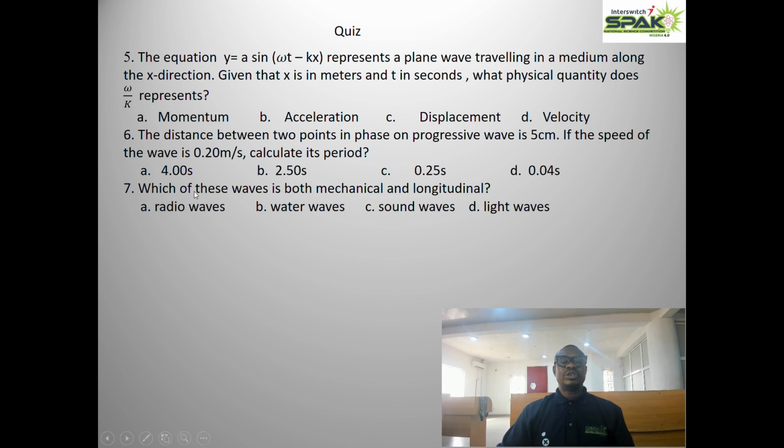Now, which of these waves is both mechanical and longitudinal? Mechanical waves require a material medium. Longitudinal waves, direction of wave and vibration are parallel to each other. So which of them has these two properties? Of course, sound. Good. Your radio wave, of course, is mechanical, but it's transverse. Water, mechanical, but it's transverse. Light is also transverse.